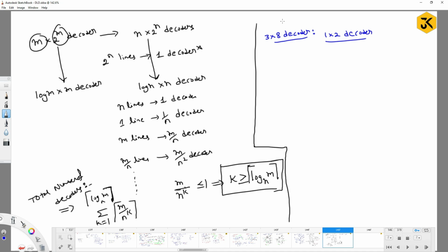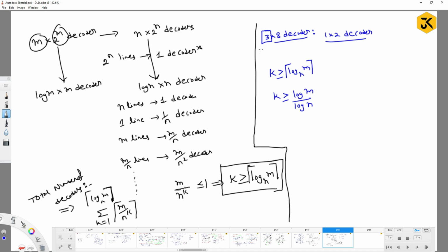So how many levels are there? How many levels are you going to get? 3 levels. How will you get that? It should be that the k value should be greater than or equal to log m to the base n. So can I write this as log m by log n? What is log m? Log m is 3.